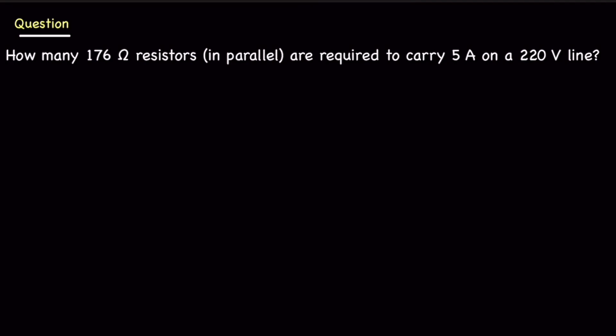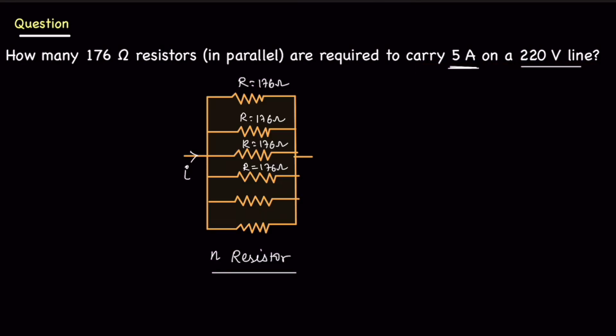In this question, how many 176 ohm resistors connected in parallel are required to carry 5 amp of current on a 220 volt line? If you understand this question with a figure, we have n resistors connected in parallel, but we don't know how many resistors are present. But it's confirmed that the total current of this circuit must be equal to 5 ampere and the total voltage is 220 volt.